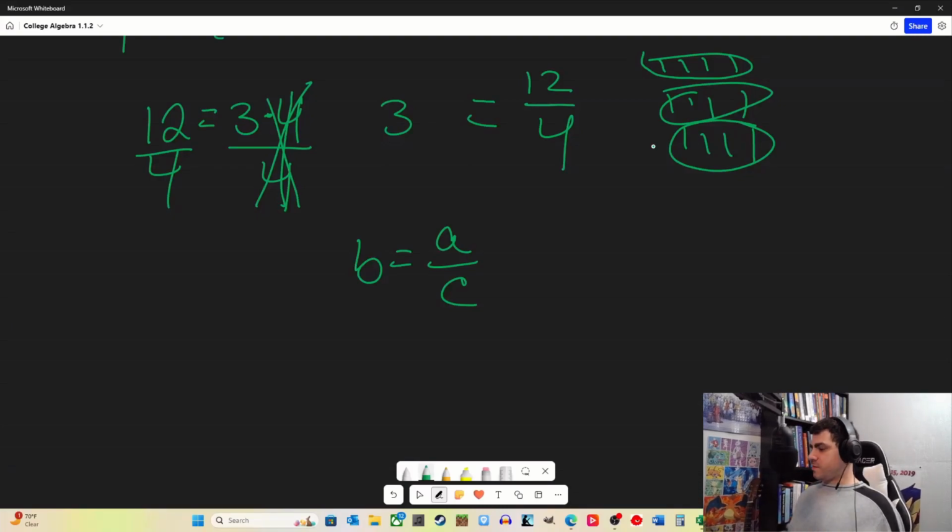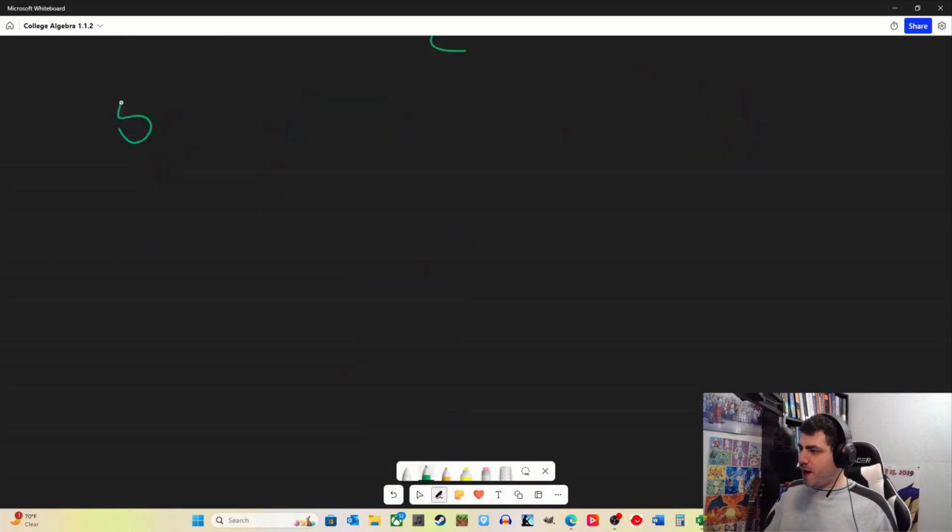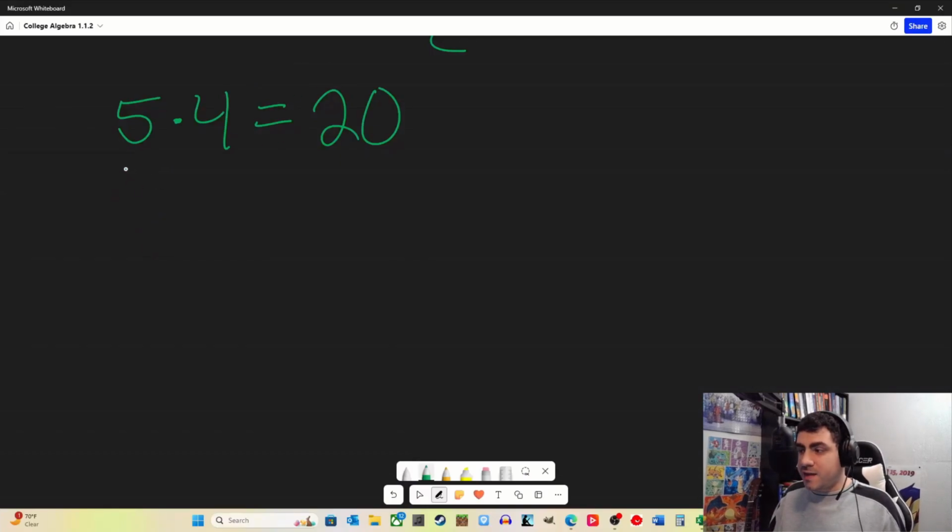Let's take a few examples. Let's say we have 5 times 4 equals 20. What is the inverse of this equation? We can use the word equation because there is an equal sign. There is equality here, so we can use the word equation and not expression. Usually, an expression does not have an equal sign. So, 5 times 4 is equal to 20.